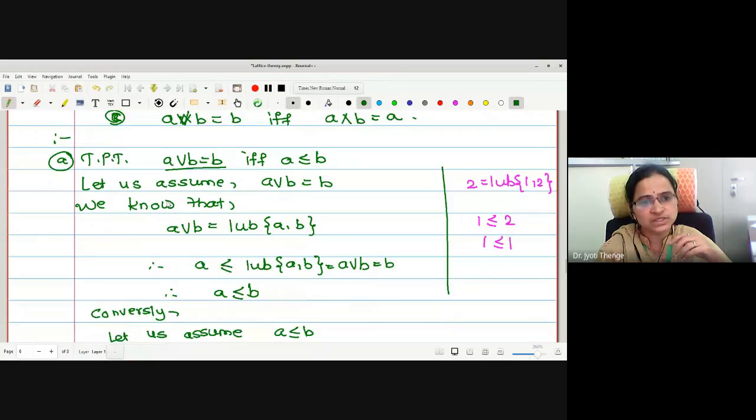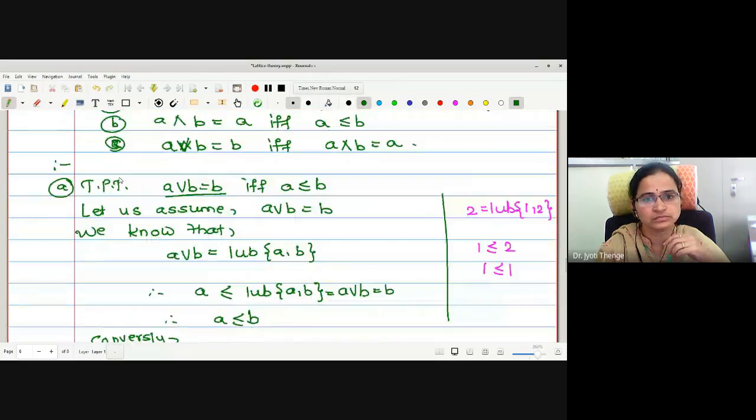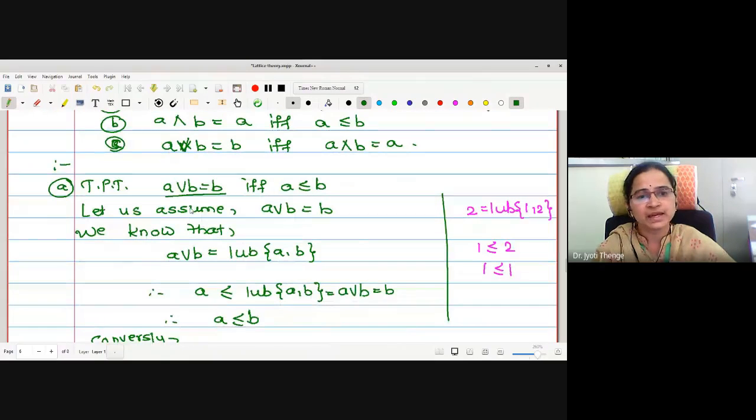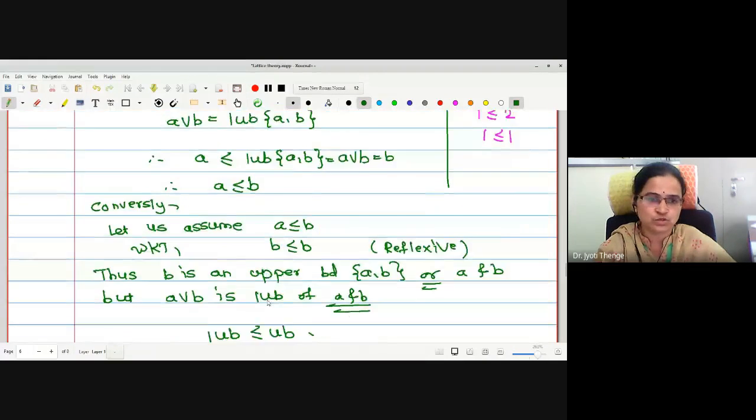To prove this, we will start with the first property: A join B is B if and only if A precedes B. As it is an if and only if statement, we will prove it in two parts. In the first part, let me assume A join B is B. We know A join B is the least upper bound of A and B, so A is less than or equal to the least upper bound A join B, which we have assumed is B. Therefore, A precedes B is true.